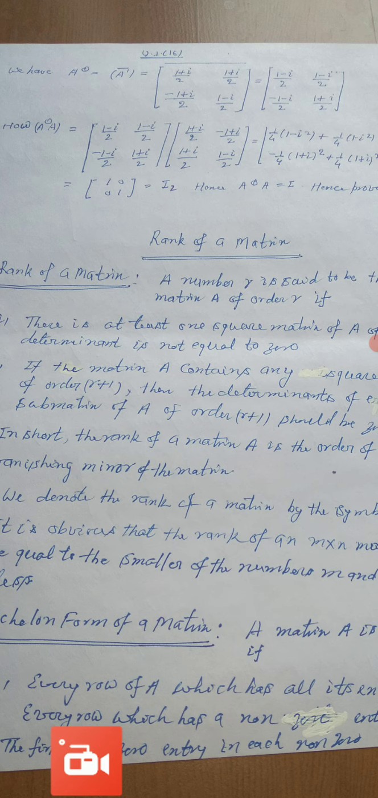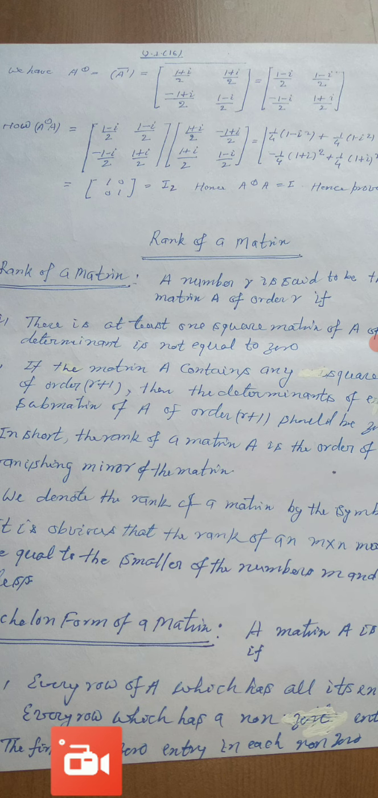It is obvious that the rank of an m cross n matrix can at most be equal to the smaller of the numbers m and n, but it may be less. It means if there is a matrix of order 4 cross 3, then the rank of the matrix will be 3 or less than 3. It will not be equal to 4.